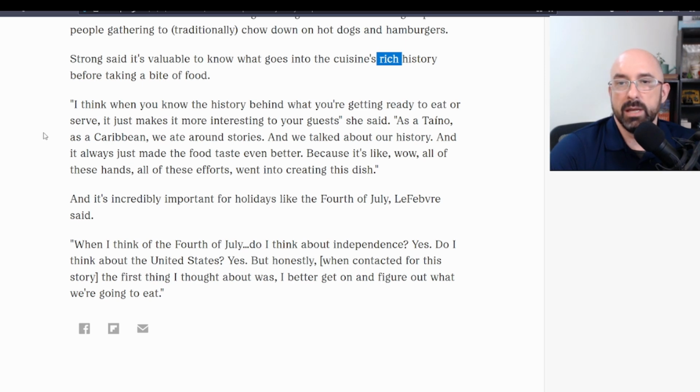"As a Taino, as a Caribbean, we ate around stories and we talked about our history, and it always just made the food taste even better because it's like, wow, all of these hands, all of these efforts went into creating this dish."